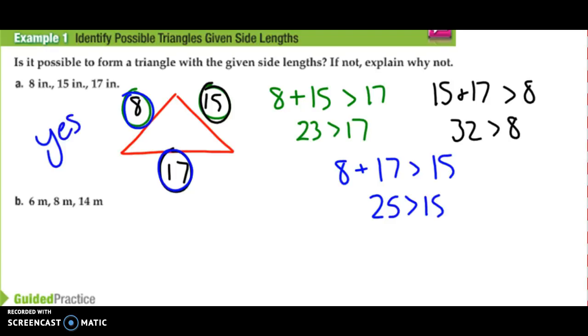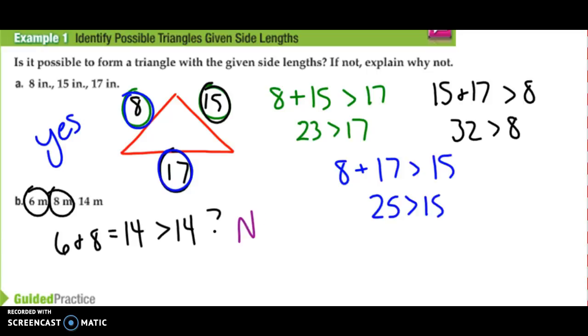Now, number 8. The way I like to check these is I basically look at the two smallest, because the two smallest added together should be bigger than the greatest side. So I'm just going to look at the two smallest, 8 and 6, or 6 and 8. So 6 plus 8 equals 14. But is 14 greater than 14? Well, the answer is no, it's equal to it. It's not greater than. So this one right here is not possible, because they cannot be equal, they have to be greater than the longest side.